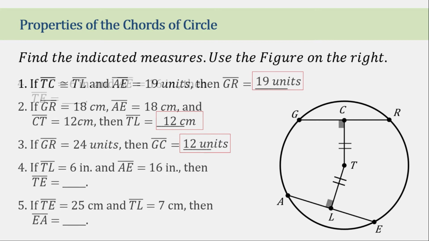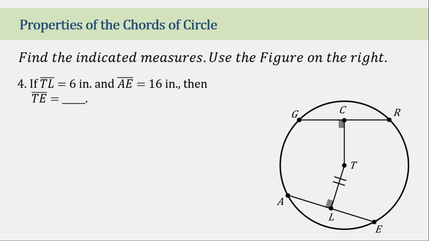Now we need a larger space to answer number 4. If TL is 6 and AE is 16, then find TE. Let's connect a line here from TE. Again, to illustrate it well, this is 6. This whole of it is 16. That makes this 8 because this is a perpendicular bisector. And we need to find TE.